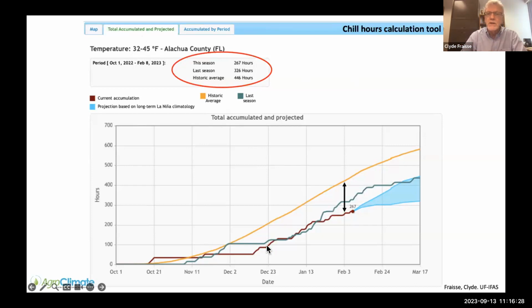What you will see is the current year accumulation. This slide, I think I did this screen capture on February 9 of 2023, and you can see the brown line here. The maroon is the current accumulation at this point. On that day I had 267 chill hours. The blue line would be last year, and the yellow orange line was the long-term average for this particular station.